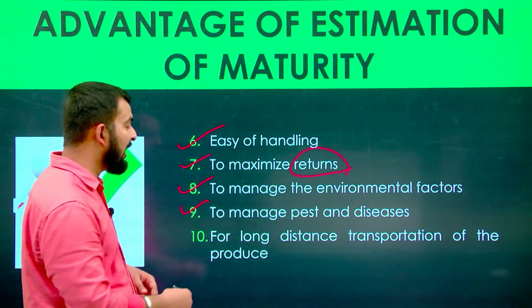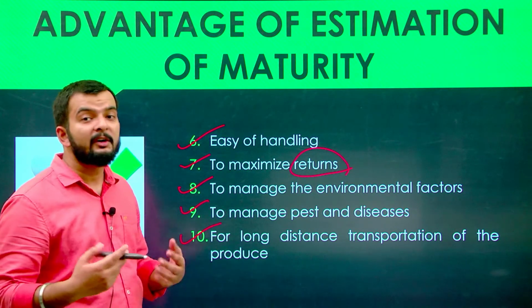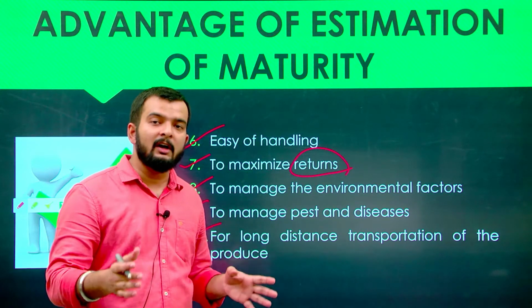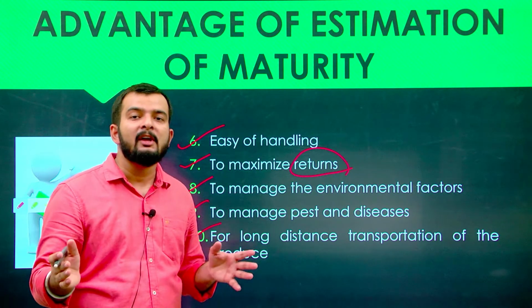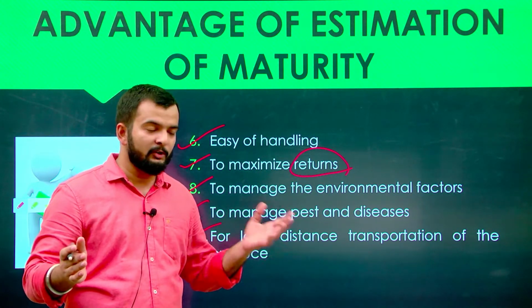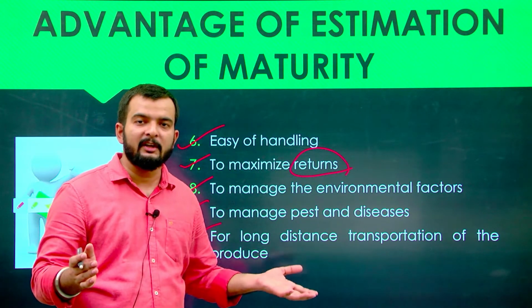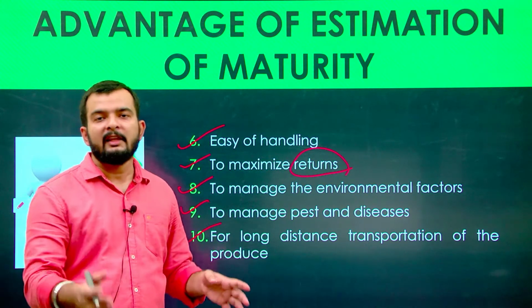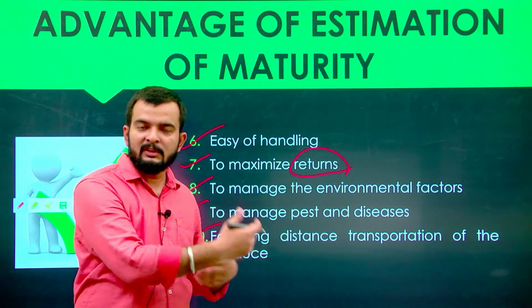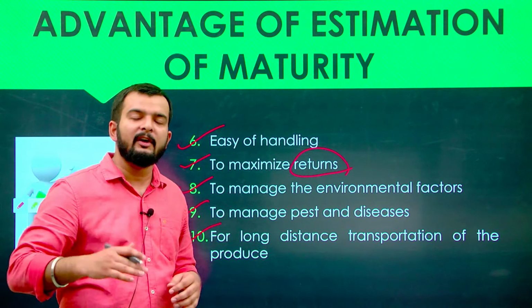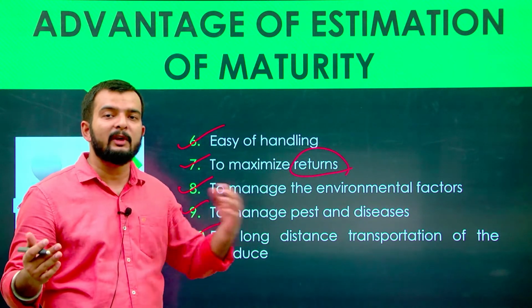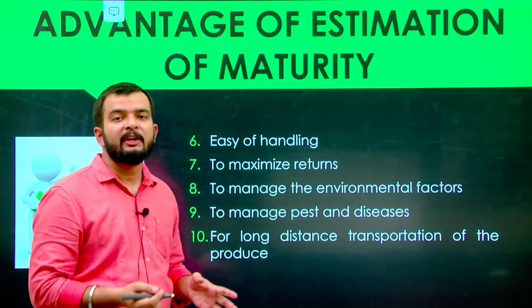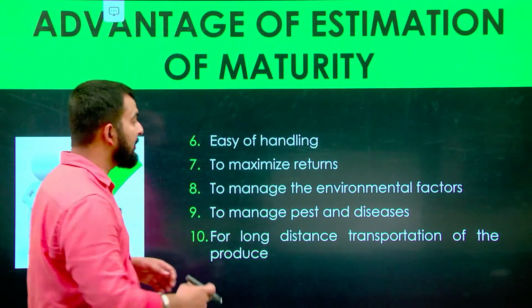For long distance transportation of produce, long distance transportation may take several days. So these days of transportation time can be included in calculating the harvesting period, and you can harvest the crop before these days of ripening. You can identify when ripening will take place. Accordingly, you can harvest X days before the ripening, so that your transportation time is also compensated.